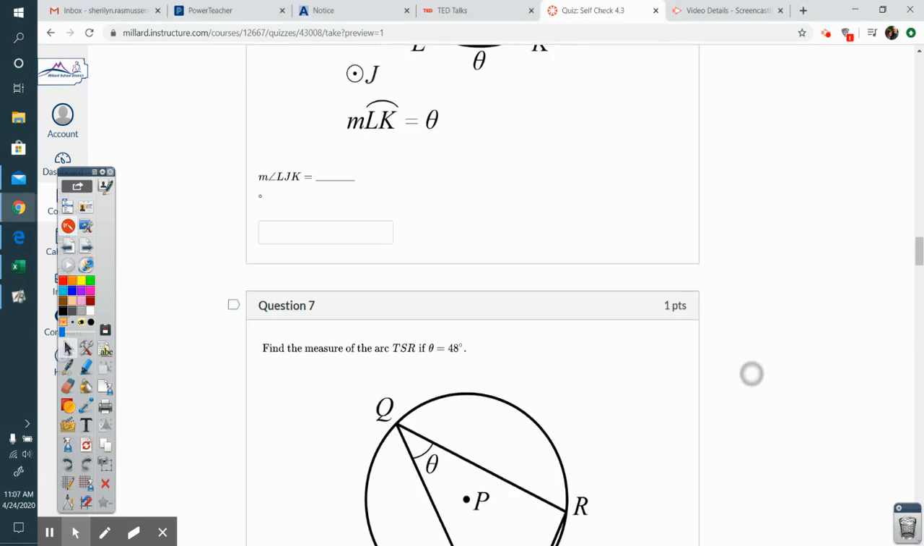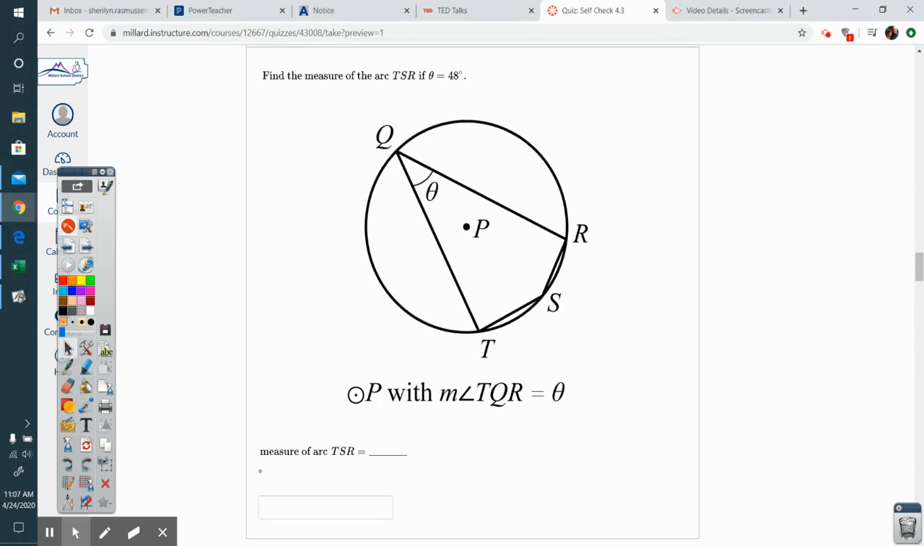Okay, next problem. Find the measure of the arc TSR, if this angle right here, theta, is 48. Remember the point of the cone is smaller, it's tinier, so if it's smaller I have to double it. So you take 48 and you double it and you get 96. So the arc itself would be 96.